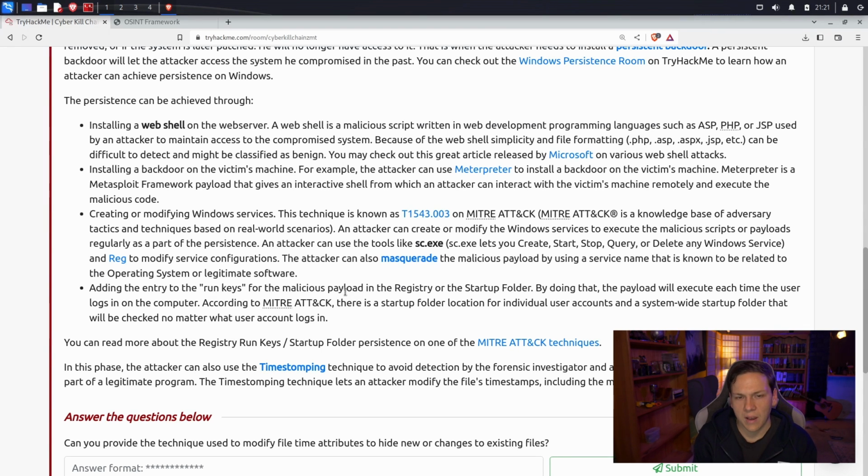They can also add an entry to the run keys for the malicious payload in the registry or the startup folder. By doing that, the payload will execute each time the user logs in on the computer. According to MITRE ATT&CK, there is a startup folder location for individual user accounts and a system-wide startup folder that will be checked no matter what user account logs in. You can read more about registry run keys and startup folder persistence on the MITRE ATT&CK techniques.